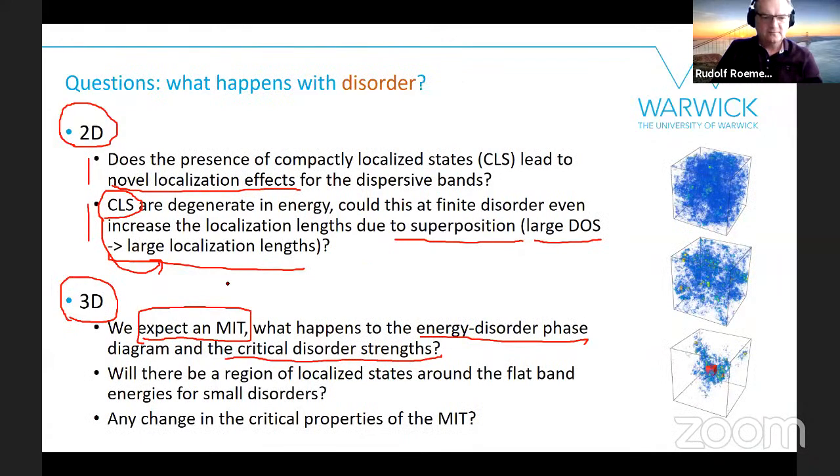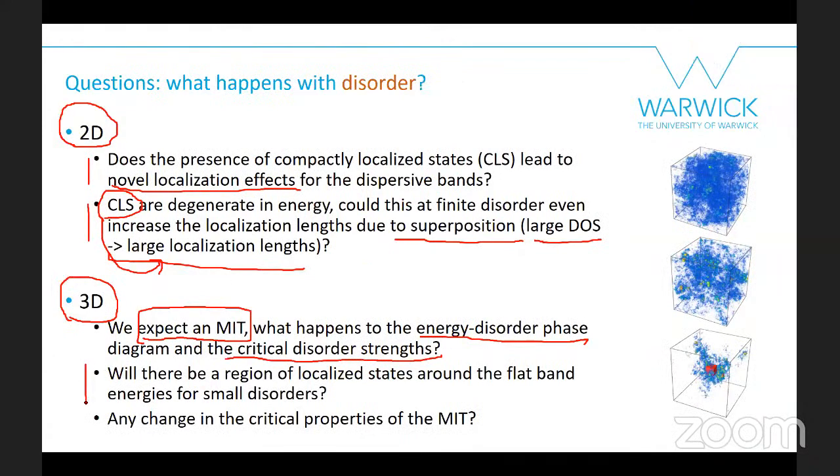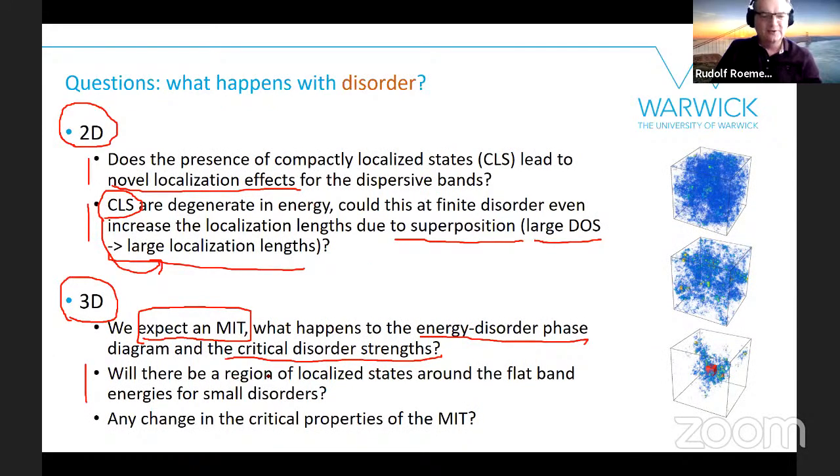Okay. So here, exactly this is what I just said. How do we destroy them? Namely, could there be a region of localized states around the flat band energies for small disorders that somehow survive? Because we know at no disorder, we want to have these compactly localized states. We know at weak disorder, everything should be extended in a normal Anderson model. What is happening to them? And last, of course, the ever-present question: does that somehow affect the critical properties of the MIT?